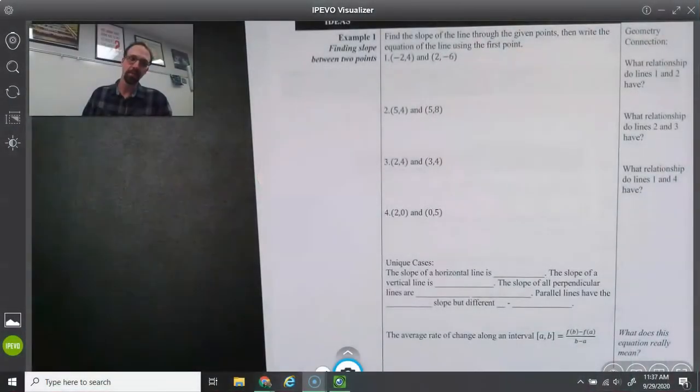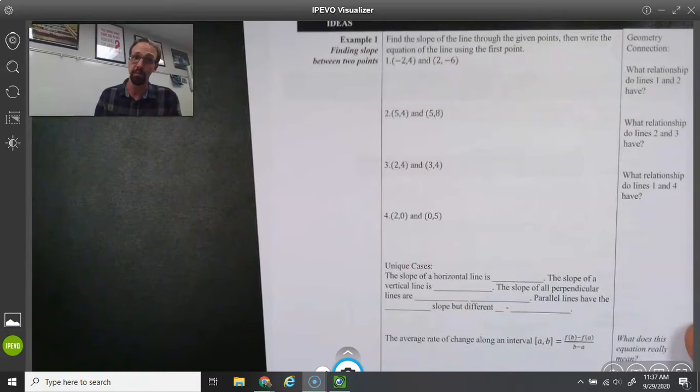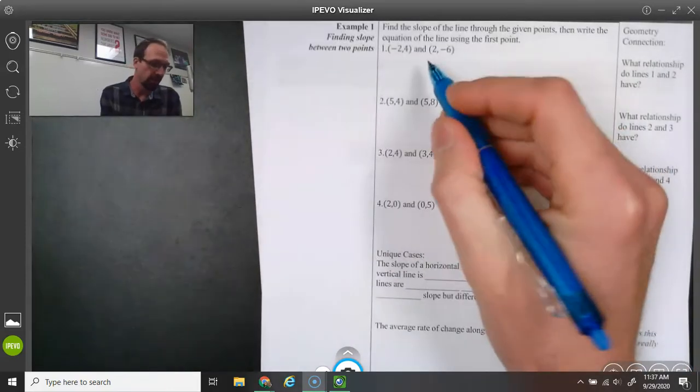Example 1 is finding slope between 2 points. Find the slope of the line through the given points, then write the equation of the line using the first point. So to do this, first we need to find the slope. To find the slope, we just need to find the rate of change here.